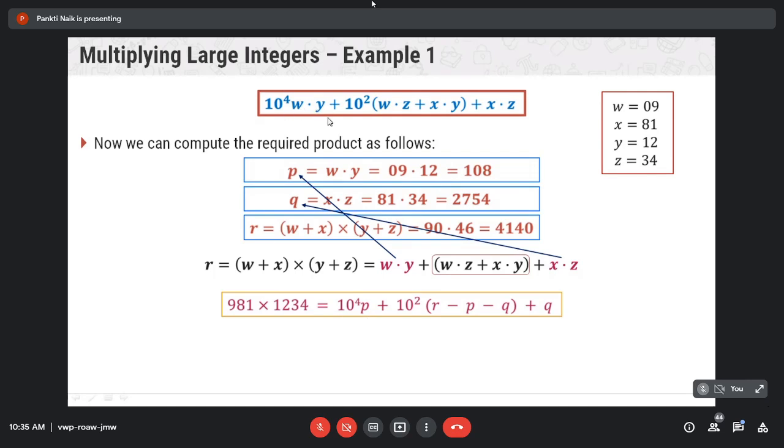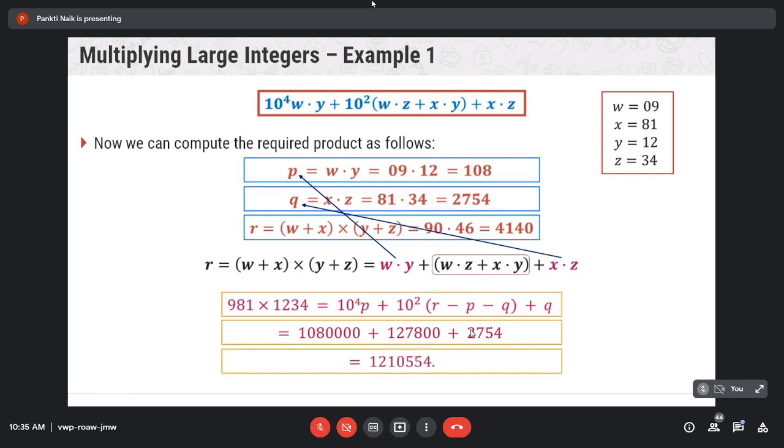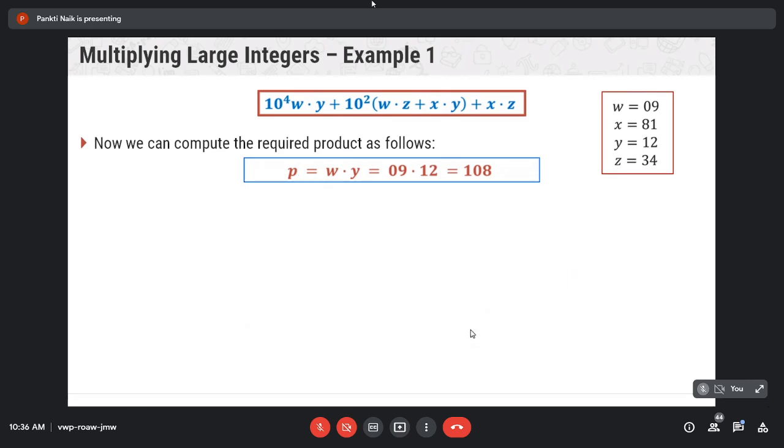Put the values p, q and r into this initial equation: 10 raised to 4 p plus 10 raised to 2 (r minus p minus q), because w into z plus x into y will become r minus p minus q, plus q. Put all the values of p, q and r in this equation and you will get the answer. So this answer is the same as the previous method's answer.